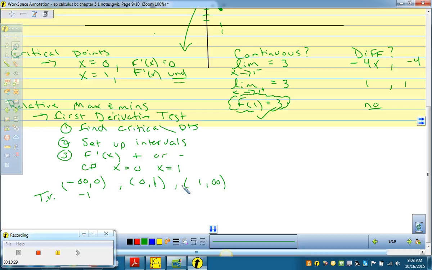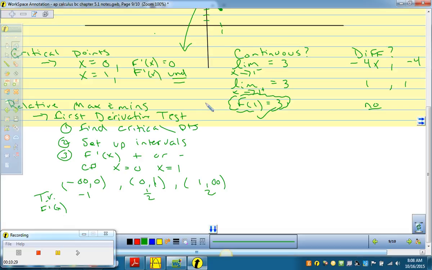How about here? 0.5 or 1/2 is good, and then 2. Nice, easy numbers. And you need to plug them into the first derivative to see if the original function is increasing or decreasing, because that's what the first derivative will tell us.